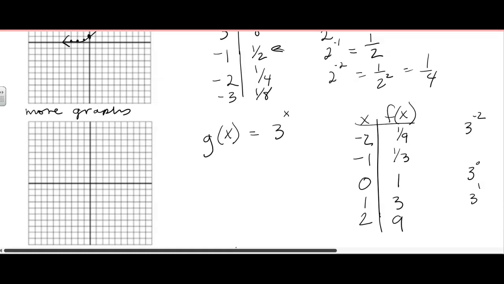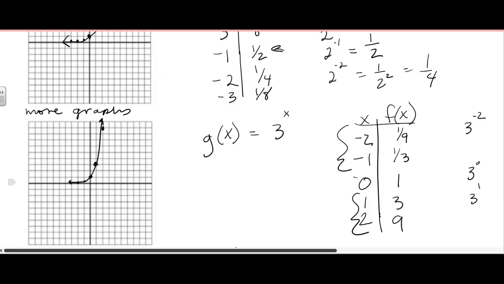So when I graph that, negative 2, 1/9. It's really close to the x-axis. Negative 1, 1/3. 0, 1, and then 1, 3, and then 2, 9. So it's going up quicker, and it's going down quicker. When your x values are positive, it's going up quicker than when the base was 2.